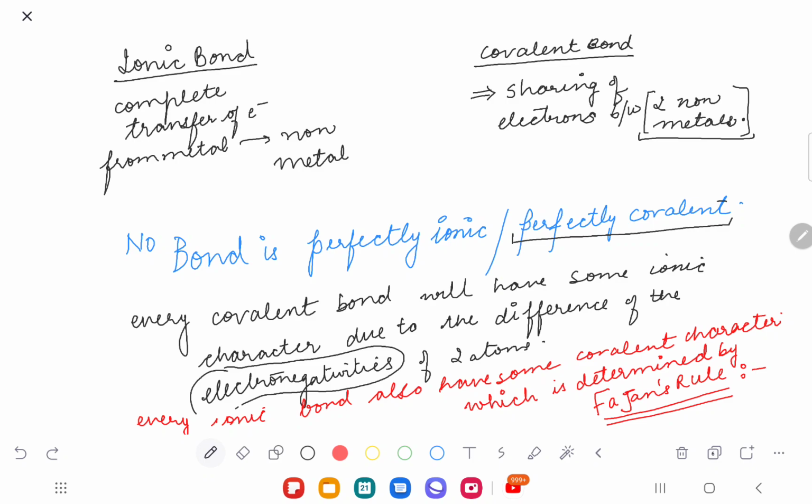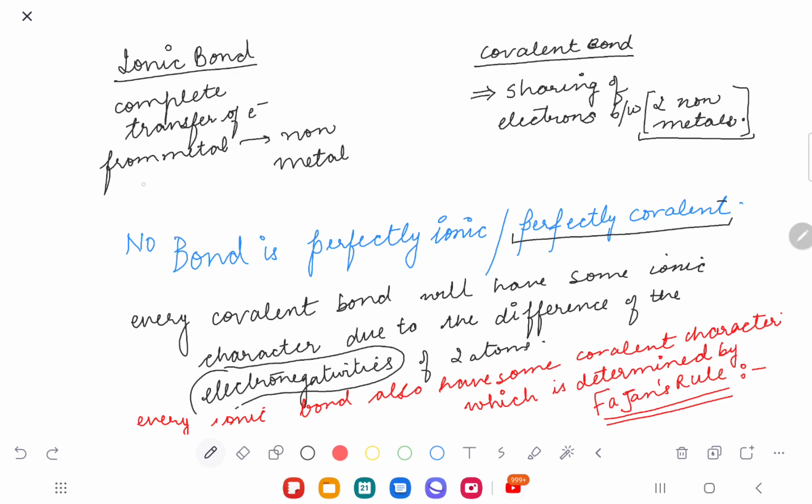Right, Mark? Do you understand the point? Tell me. Okay. So now what is this? Just understand. When we are talking about Fajan's rule, it talks about two concepts. One is called polarizing power and one is called polarizability. Okay, so write down. Very, very important concept. Have you written it down up till this point?